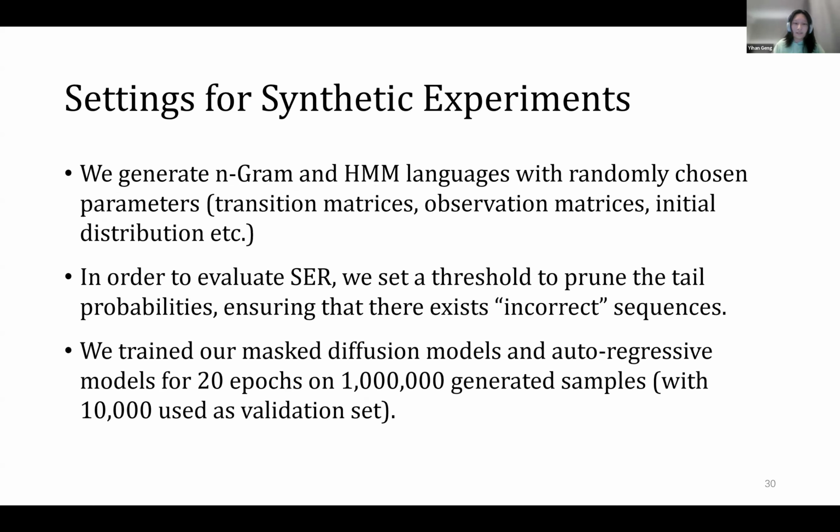For synthetic experiments, the N-gram and HMM languages are generated with randomly chosen parameters such as transition matrices. While TER can be evaluated by perplexity, SER requires that there exist sequences falling outside the support set of the languages. So to this end, we introduced a thresholding mechanism that prunes the low probability paths, thus ensuring that there exist such incorrect sequences. For training, we employ the widely used transformer-based architectures as the backbone model. Both the MDMs and the autoregressive models were trained for 20 epochs under comparable settings.